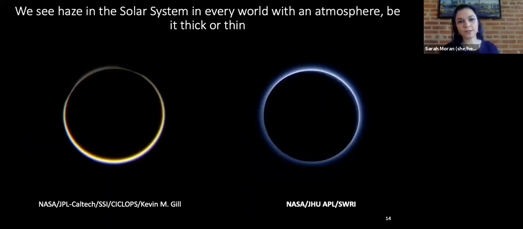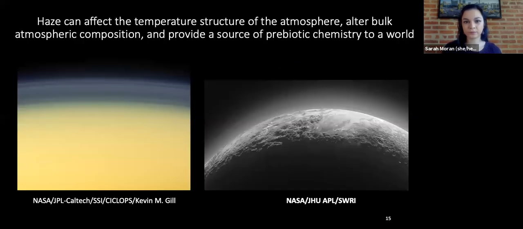And I will point out that across the solar system, we see hazes in worlds from Titan, which is on the left, which is this very thick atmosphere, even thicker than Earth's, all the way out to Pluto. This beautiful blue ring around the planet is actually because of its extended haze layer, even though the atmosphere is so thin. We see haze in both of these cases. This is just another view, now looking through these dramatic haze layers.